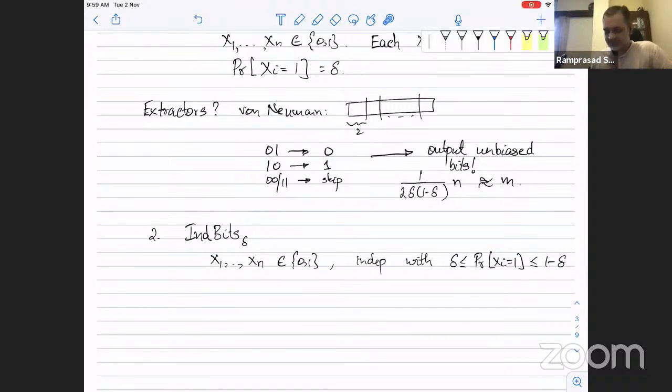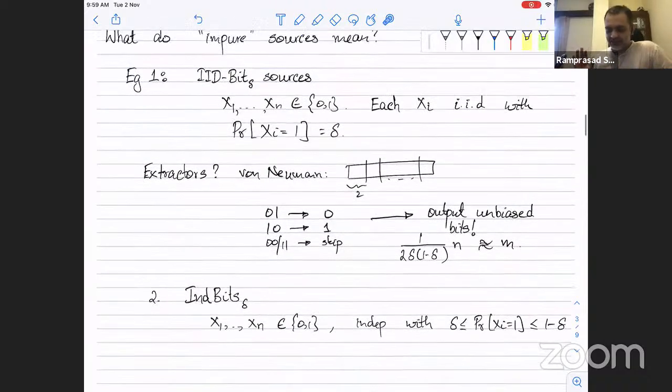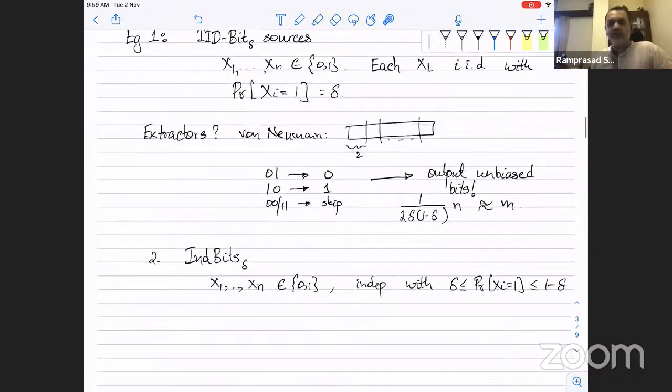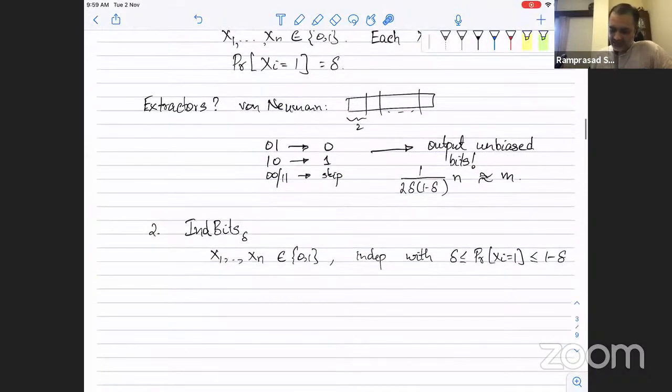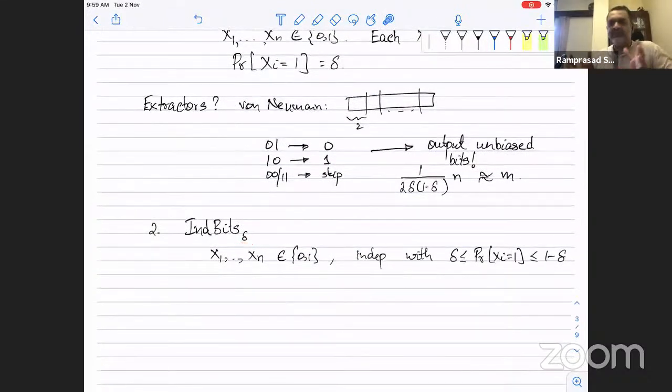Instead of saying IID bits or independent identically distributed bits, I'm only going to call them independent bits. So what this says is that there is still a parameter delta, which is telling us that every bit is providing some amount of randomness.